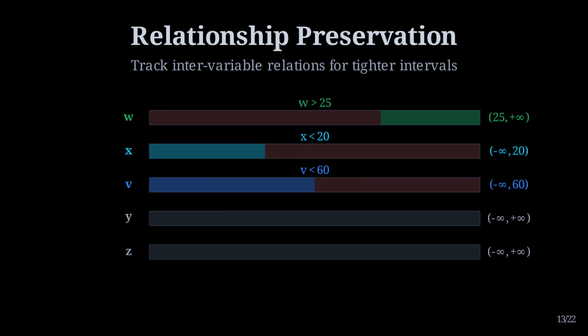In conventional interval analysis, when we encounter v equals y minus x, we try to derive y's interval from whatever direct constraints exist on y. But there aren't any, so y stays at negative infinity to positive infinity, completely unbounded. The analysis has effectively thrown away the relationship between v, y, and x that's encoded in that expression.